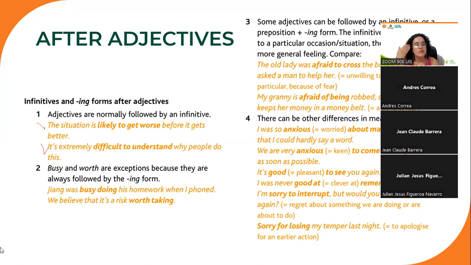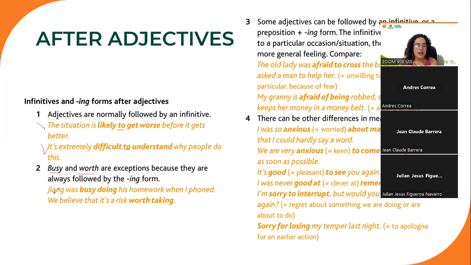The situation is likely to get worse before it gets better. It's extremely difficult to understand why people do this. Okay, so normally after adjectives like likely or difficult, we find the infinitive to, okay? Likely to, difficult to understand. We have two exceptions here, the adjectives busy and worth, okay? These are exceptions because they are always followed by the ing form.